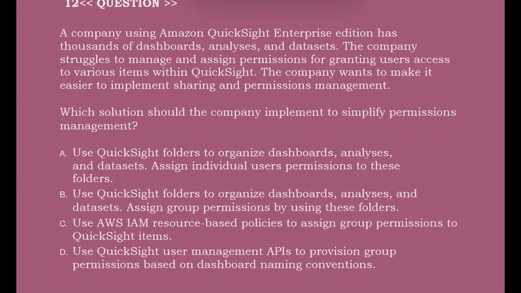Option B. Use QuickSight folders to organize dashboards, analysis, and data sets. Assign group permissions by using these folders. Option C. Use AWS IAM resource-based policies to assign group permissions to QuickSight items. Option D. Use QuickSight user management APIs to provision group permissions based on dashboard naming conventions.